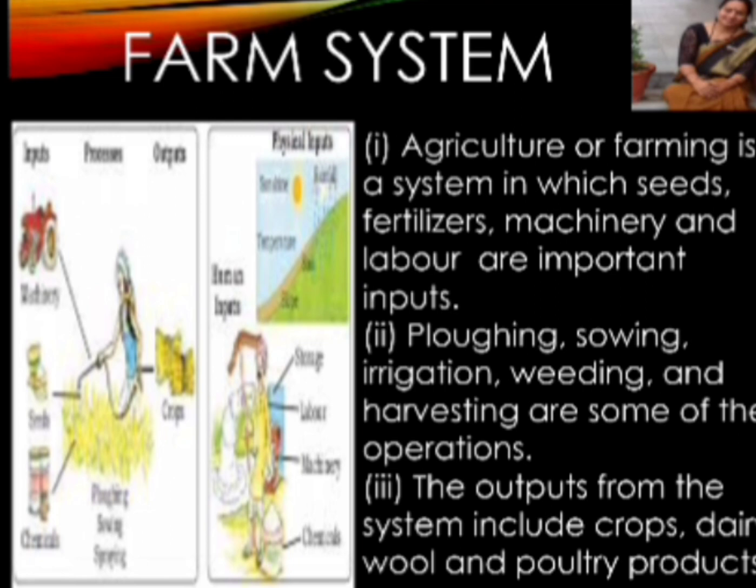Agriculture, which is also known as farming, can be seen as a system which has inputs like seeds, fertilizers, machinery, and labor. It also involves some operations like plowing, sowing, irrigation, weeding, and harvesting. The output which we get after this includes crops, wool, dairy, and poultry products.